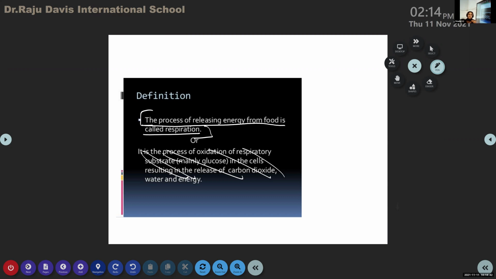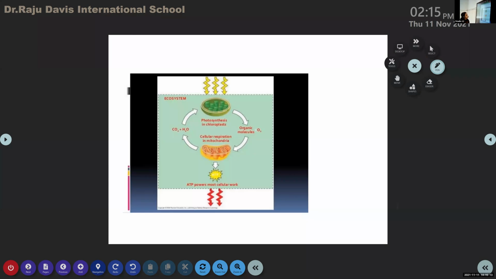Okay, in order to release energy, we need to break down the food. In order to break down the food, we need oxygen, and oxygen is obtained by the breathing process. So through breathing, the oxygen reaches our cells, and this oxygen helps in the breakdown of food, thereby releasing the energy. And this process is known as respiration. Okay, I will explain it with the help of the next slide.